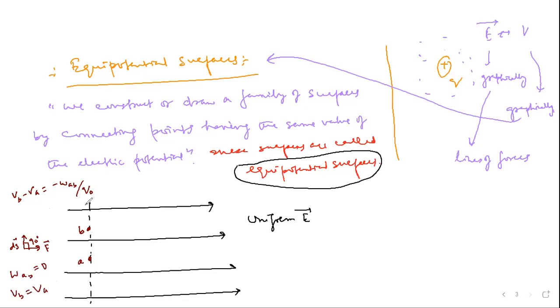That is true for all points on this line. And if we extend this line to 3 dimensions, it is a planar surface. So it's an equipotential surface. A planar surface.